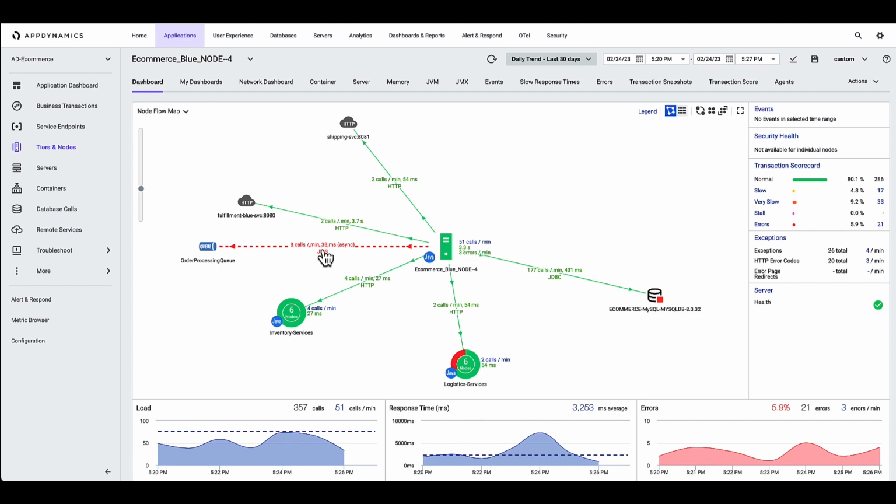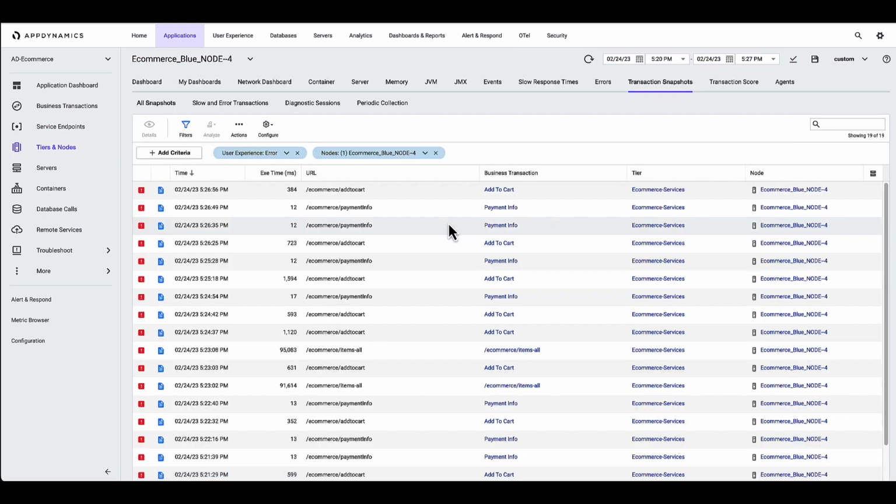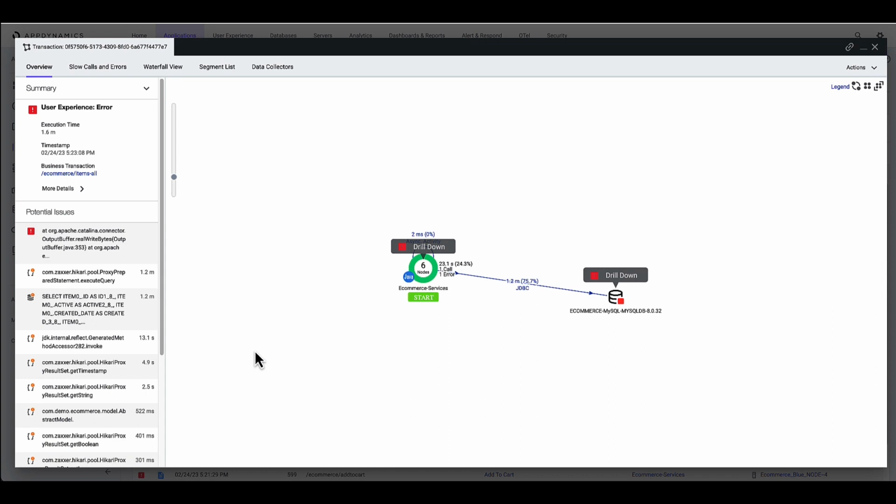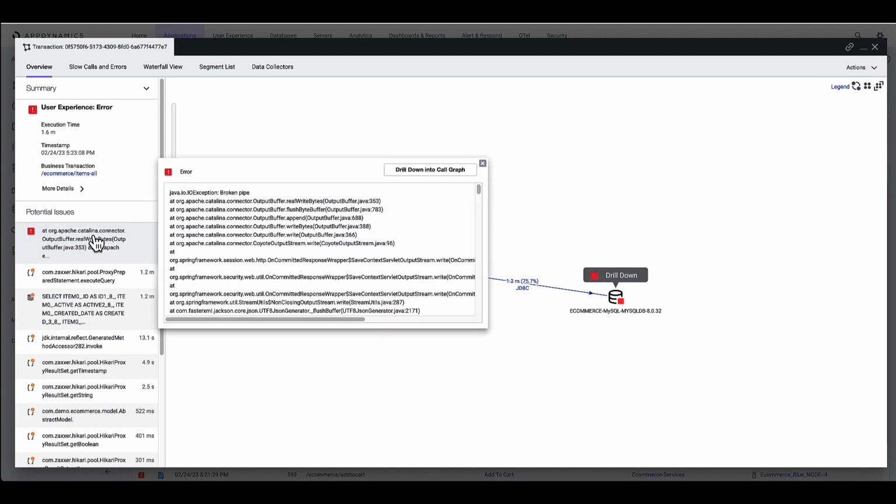This allows us to validate and complete RCA with real snapshots of users' poor experiences during this anomaly, with deep visibility into slow and errored transactions. In our list, we find two extreme outliers in the show all items transaction. When drilling in, we can see that the database query time shot up to 1.2 minutes, and the deployment introduced a broken pipe exception, which typically means the server lost connection to the database.